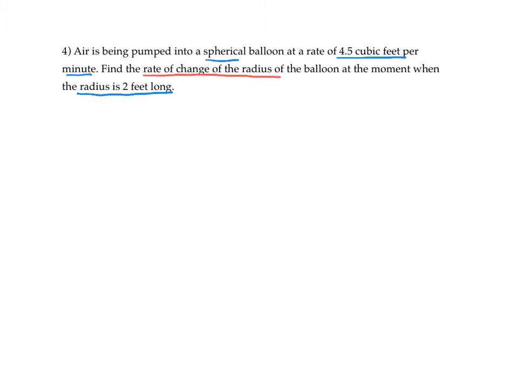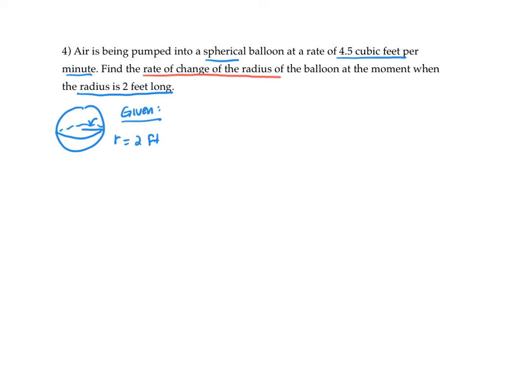Okay, so lots of given information in here. We're working with a sphere, and you can draw one if you want. It's not required, of course. And a sphere has only one dimension to consider, and that is the radius. All right, so if I make a list of our given information, well, first of all, I see this very last piece of the last sentence says the radius is 2 feet long. Right, so we're looking for the rate of change of the radius when a particular moment in time is exactly 2 feet long.